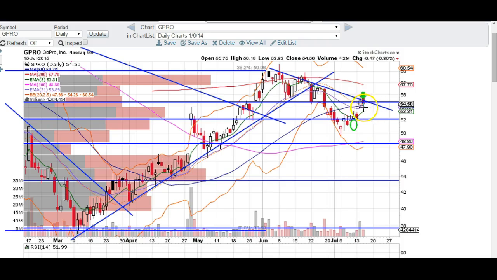And I believe that these two gaps are going to get filled. So there's a gap. I don't have it circled, but there's a gap right here all the way down to, what is this, 50, the close of this candle, 52. So right above 52 and right at the support, we've got a gap to fill.